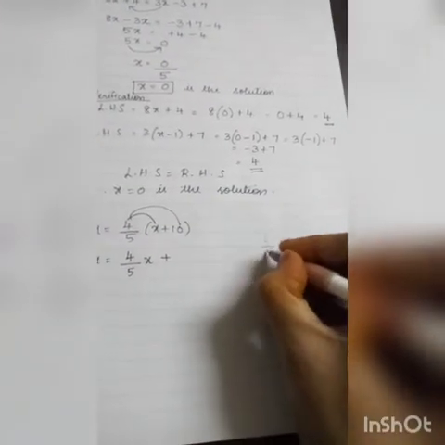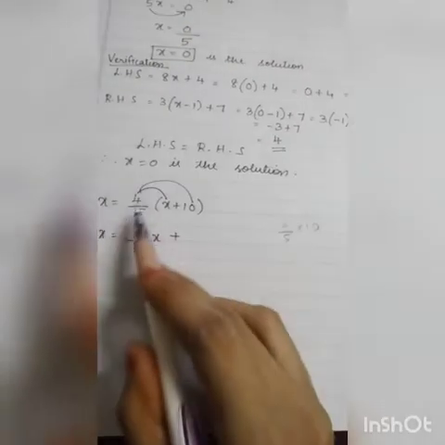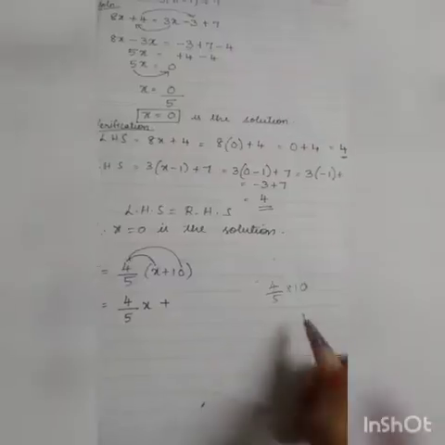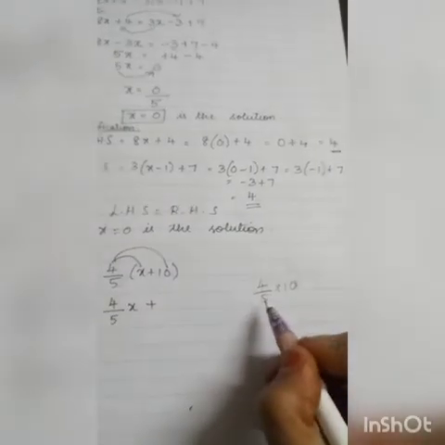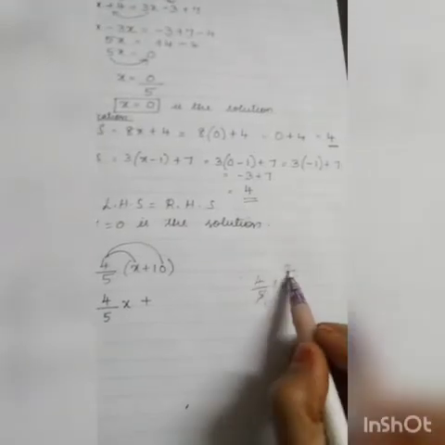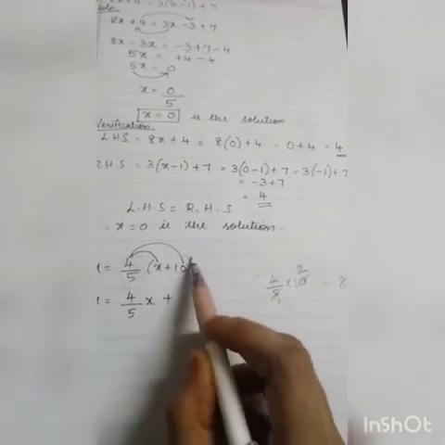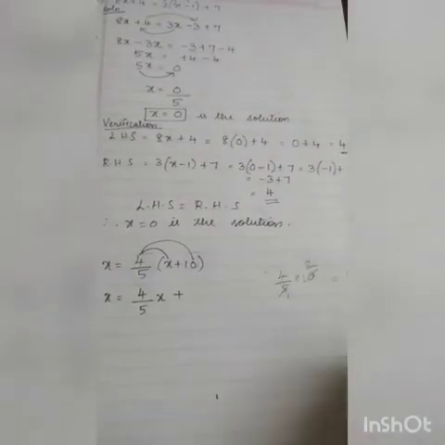Now, 4 by 5 into 10. What I am doing is, I am going to cancel this. 5 ones are 5, 5 twos are 10. Then 4 twos are 8. So what is the answer after multiplying 4 by 5 and 10? I am getting 8 as my answer.